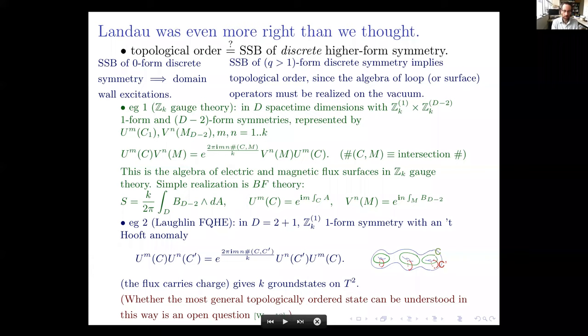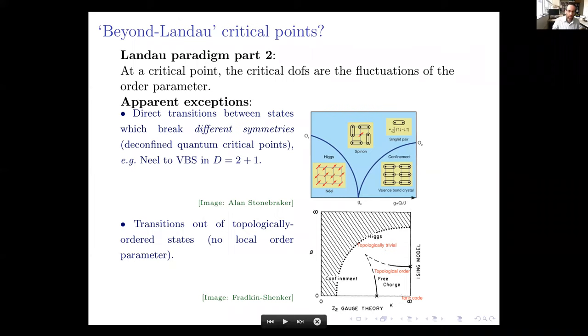Okay, so there's a second aspect of Landau's paradigm, a more ambitious aspect, which is that not only can you understand the phases of matter, but you can also understand continuous transitions between them by thinking about how the symmetries are represented. In particular, at the critical point, we should be able to understand the critical degrees of freedom in terms of the fluctuations of the order parameter, whatever it is. And again, there are some important apparent exceptions to this point of view.